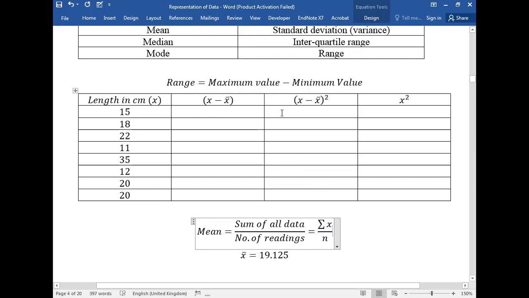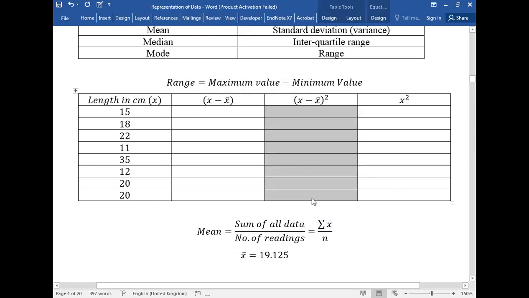So can you square all the values and then find their average? Yes, beta. How will you find their average then? You will add all these values and you will divide it by number of readings. Do this once.